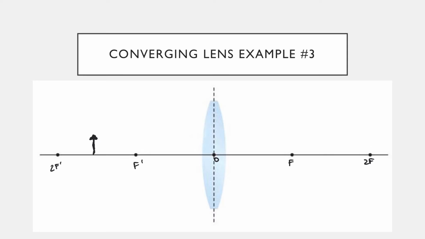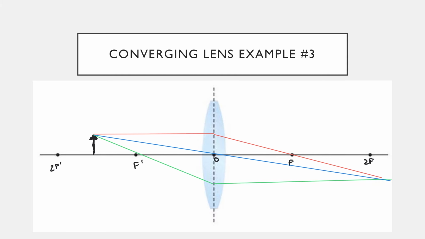The third case here is when we have the object located between 2F prime and F prime. So as you can see, we're getting closer and closer to O. So we're going to start again, as always, by drawing a line that's parallel to the principal axis. That line makes contact with our lens and passes through F. The next line we draw is going to pass through F prime, make contact with our lens, and then come out parallel. The last line is going to start at the object, pass through O, and continue on as far as we can draw it.